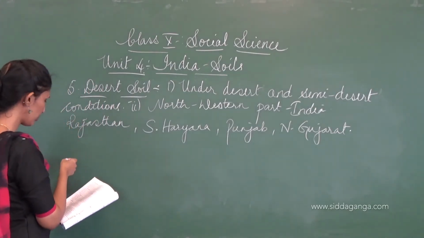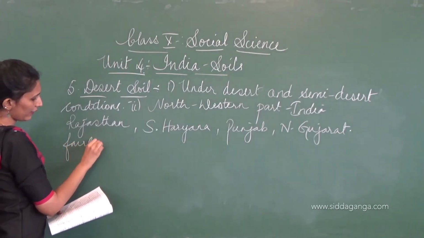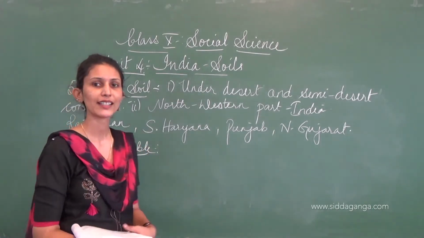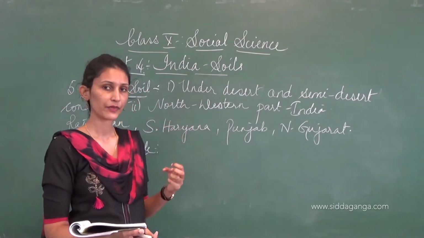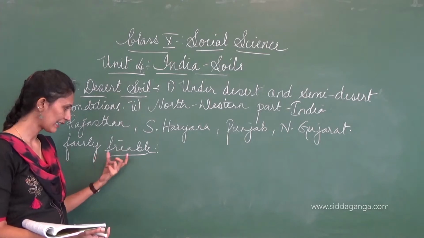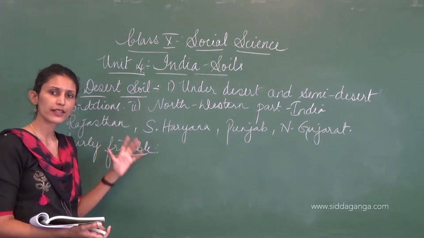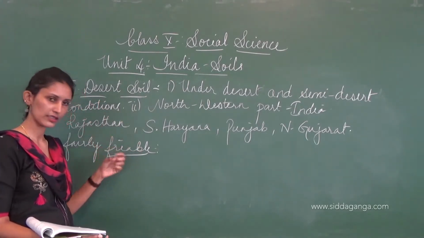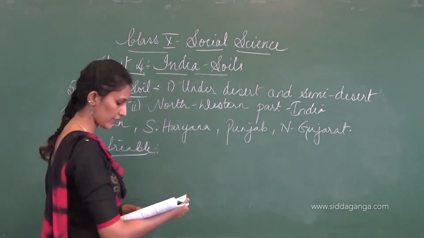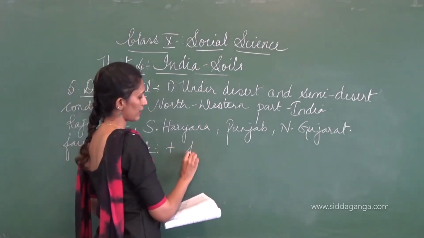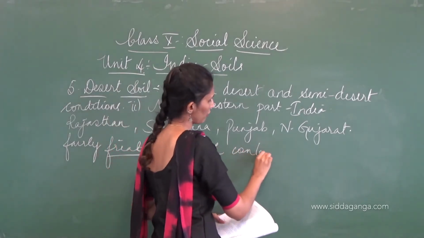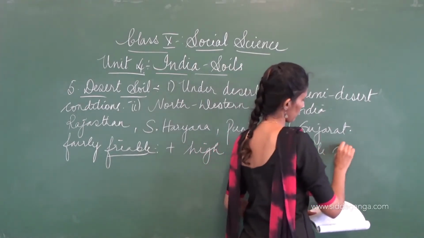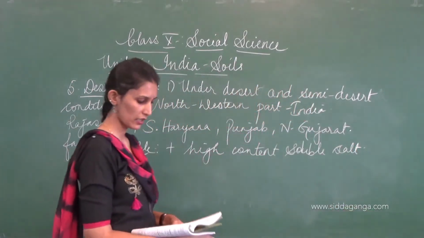Now there is a word in your text, fairly friable. Understand this word properly: you can crumple it, you can crush it easily. So this desert soil is fairly friable, that is, not very loose but moderately so. You have crumpled a paper, isn't it? You crush it. So you can crush this soil. And when it is fairly friable, it has a high content of soluble salt. There is salt content in this area.